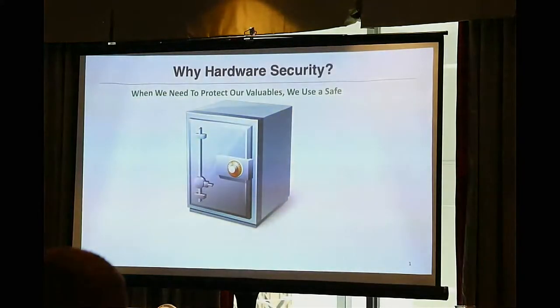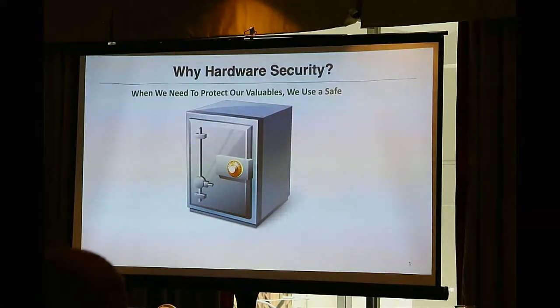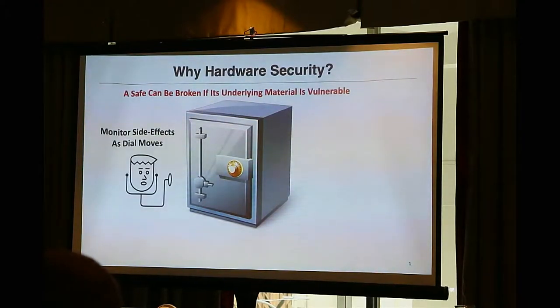Before telling you about the arms race in microarchitectural security, let me tell you why we need hardware security. Let's take a simple example with a safe that we use to protect valuables. A safe can be broken if its underlying material is vulnerable. For example, a safe cracker can move the dial of the safe and leak the combination by listening to the sound the safe's motion makes, and get the secret combination. Or if the safe is brittle, they can simply take a hammer and break it open.